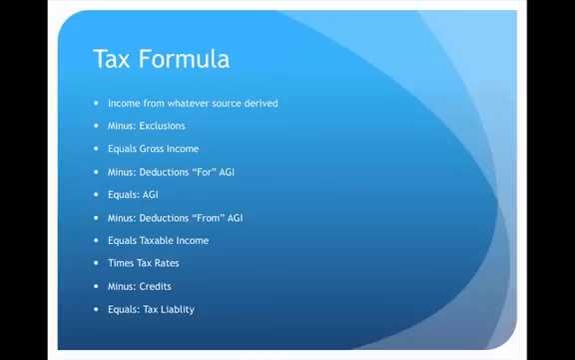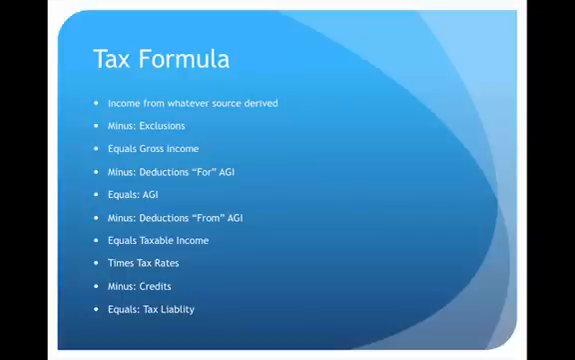So in this expanded tax formula, which is the one that we will use in a future problem, we would actually start off with income, but it's a very particular type of income. It would literally be our total income, which would be income from whatever source derived. And of course there are many different potential sources of income, some of them obvious and some that are not so obvious, but all of these would be included in this initial figure.